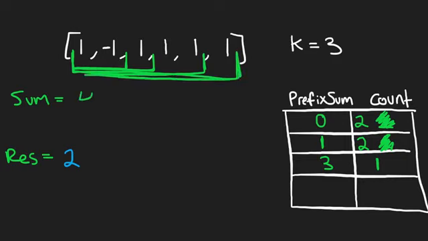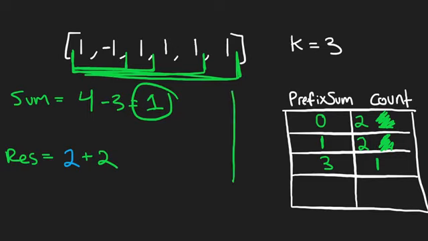So now our sum is 4. 4 minus k, which is 3, is going to be 1. So how many prefix sums do we have with sum of 1? We have 2, so that means we're going to add 2 to our result. Because what we're saying is, ending at this position, how many subarrays could we get that sum up to 3?